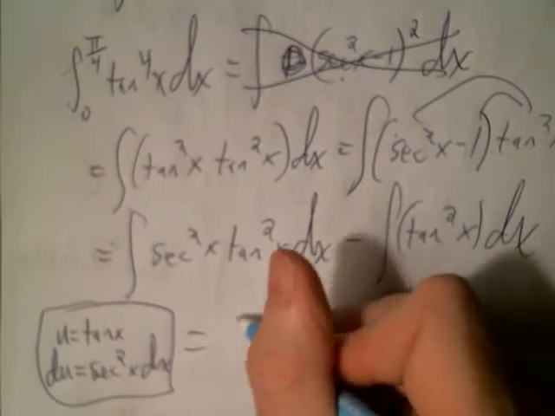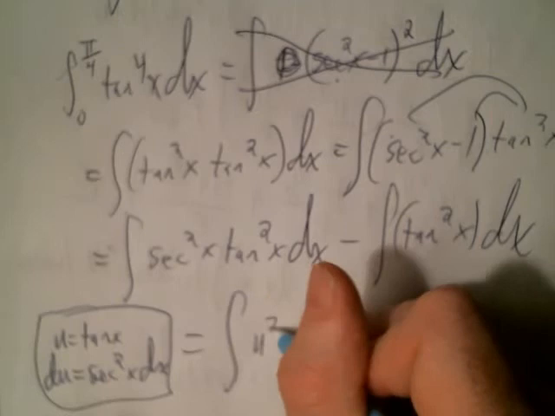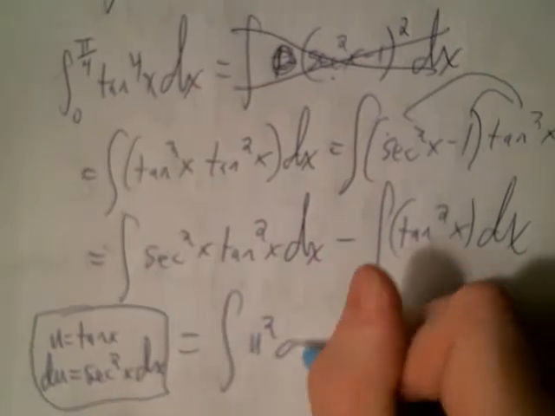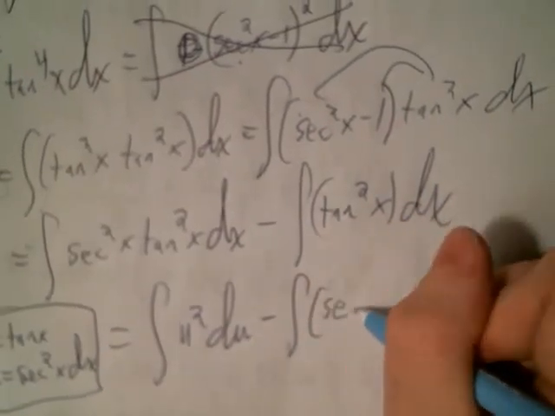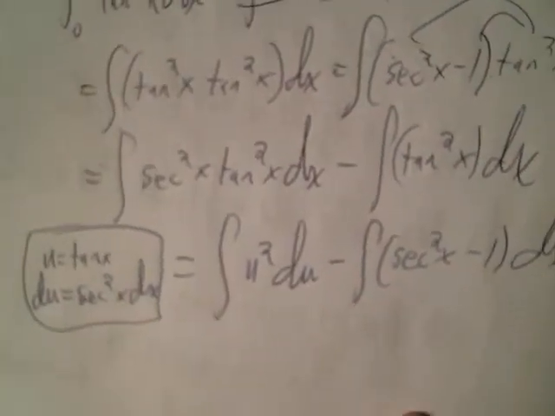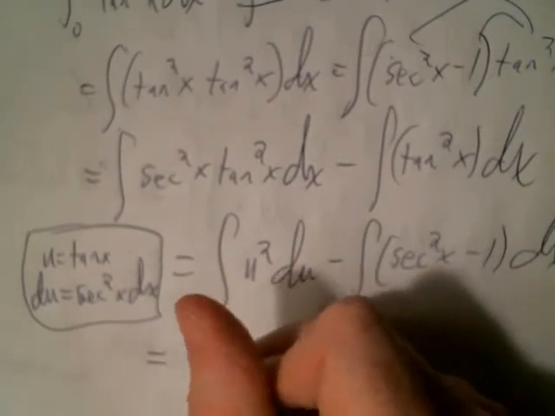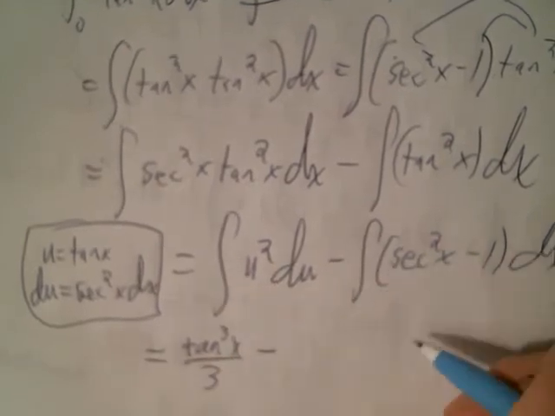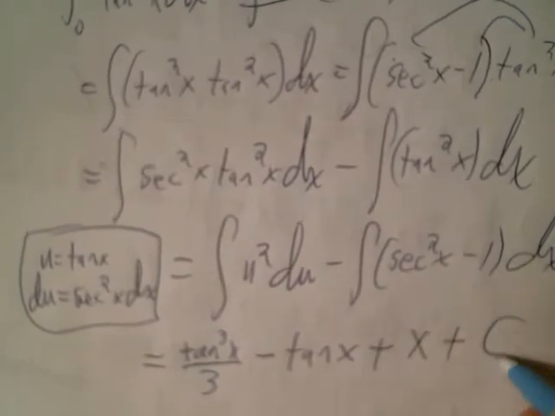So this first integral, at least, is kind of done. I'm letting u be tan, so this is u squared. And then the secant squared dx is just equal to du. Okay, so I'd have u squared du minus this thing, which I'm replacing with secant squared x minus 1. And then I can even easily integrate that. So the integral of u squared is u cubed over 3. U is tan, so we have tan cubed x all over 3. And then minus the integral of secant squared is tan x, and then plus x, and then plus c.